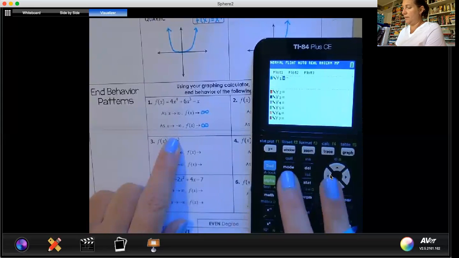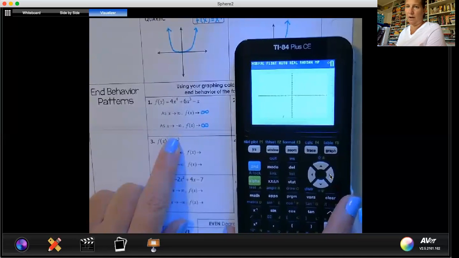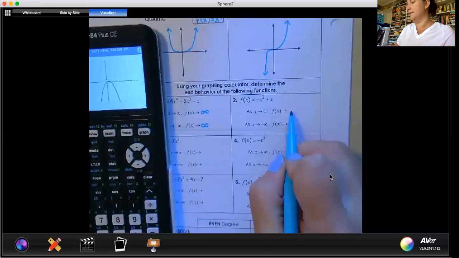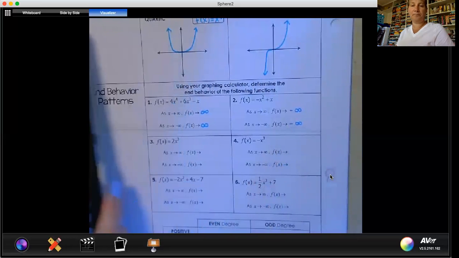Problem number 2, negative x squared plus x. We've done end behavior so much that this should be all review for you. As x approaches infinity, see how it goes down in both directions? So it's going to go down in both directions here.